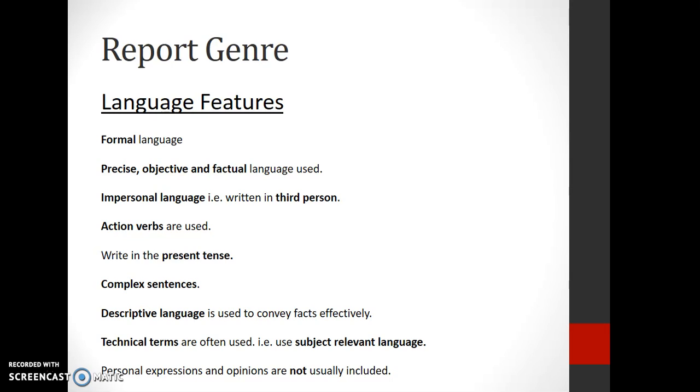Action verbs are used, very much so in the recommendations part of a report. It suggests actions to take based on the evidence, based on the data, based on the research. It is written in present tense. It has complex sentences. Descriptive language is used to convey the facts. Technical terms are used, so depending on your subject area, lots of definitions, lots of language presented that is focused on that subject or the specific topic. Personal expressions and opinions are not in reports.